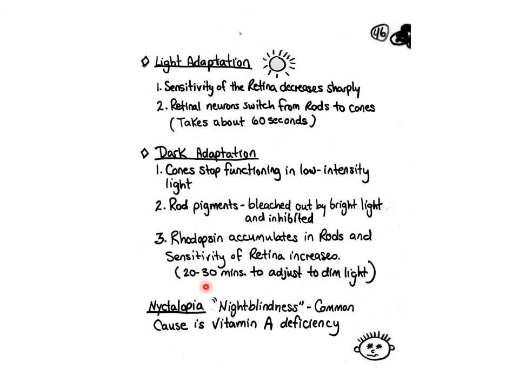This usually takes longer than it does for light adaptation because you have to get the rhodopsin put back together and activated. So that's the difference. So your rods are a lot more sensitive than your cones, so that's the difference between light and dark adaptation. Now, nyctalopia is the term given for night blindness, and a common cause is vitamin A deficiency.